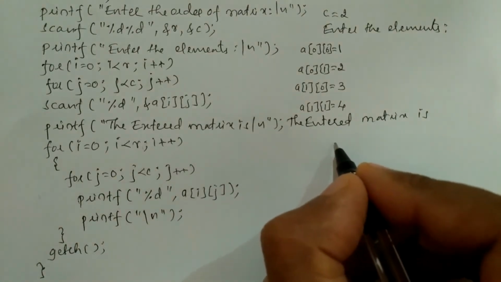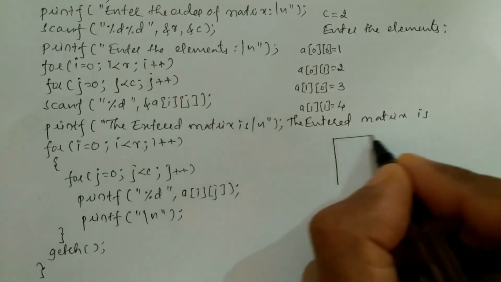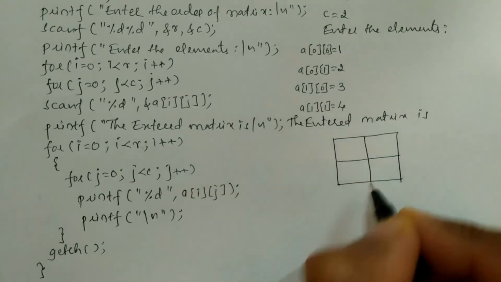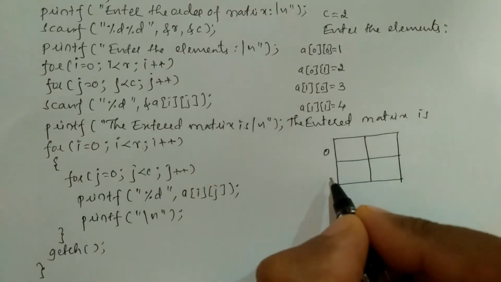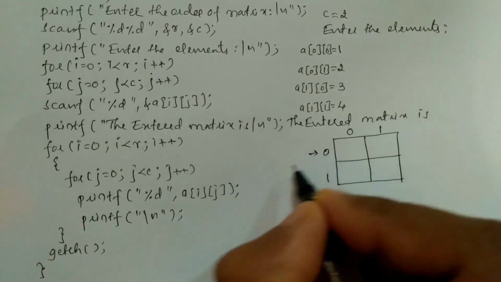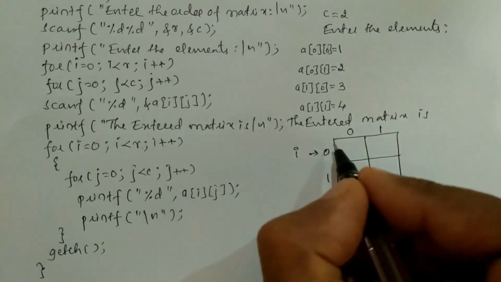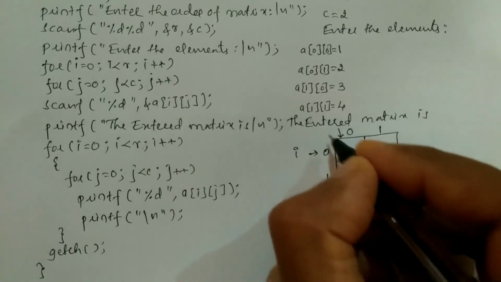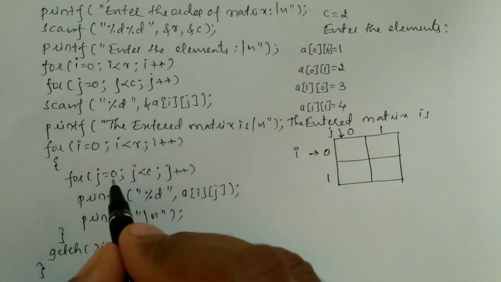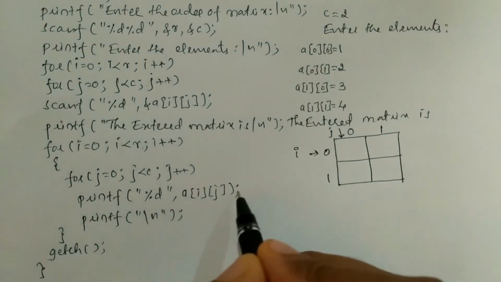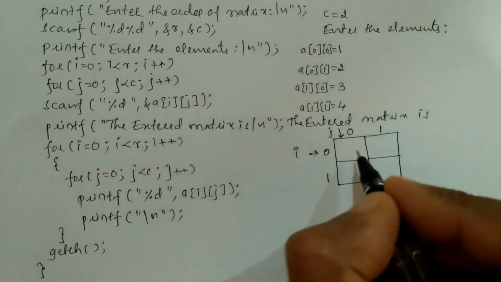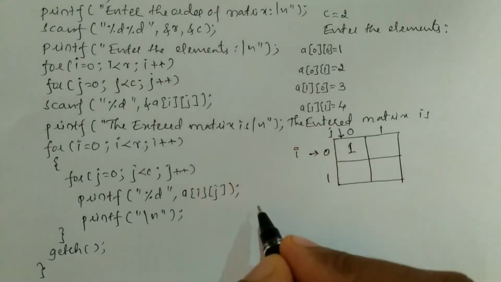So how exactly will it be mapped in memory? So I'm going to write it in a rectangular box, whose index numbers are 0, 1, 0 and 1. So here I is pointing to row, that is 0, and j is pointing to column, first column, index number 0. For the first time I is 0, j is 0, and it is going to print a of ij, that is a of 0, 0. A of 0, 0 consisting of what? 1. So 1 will be placed in this particular block.